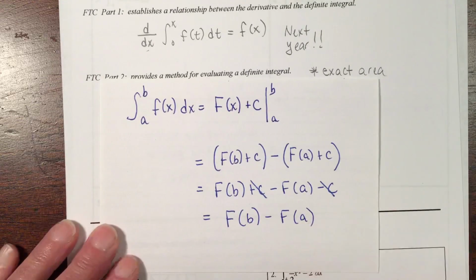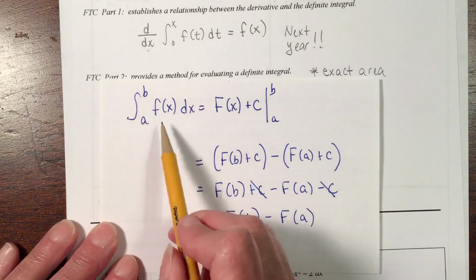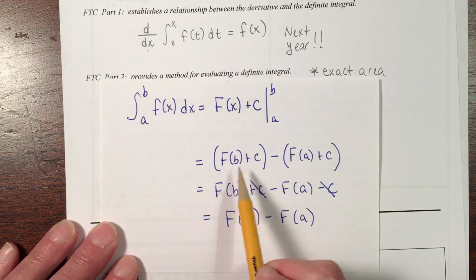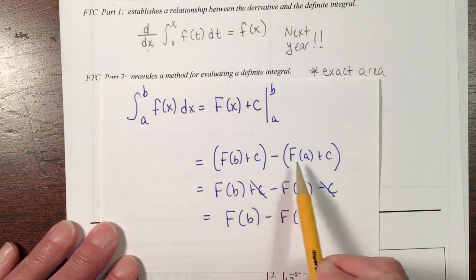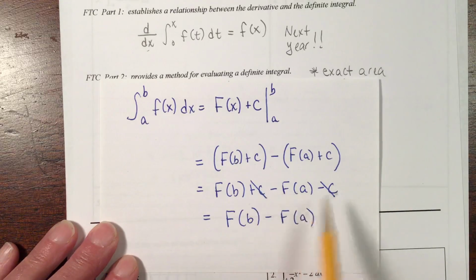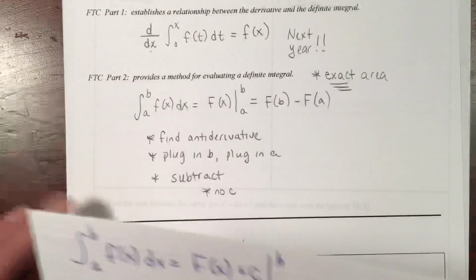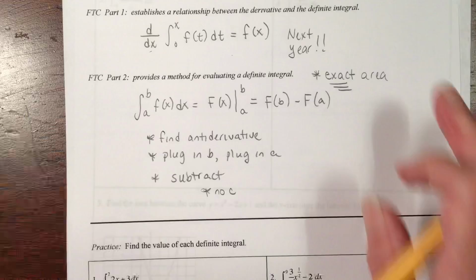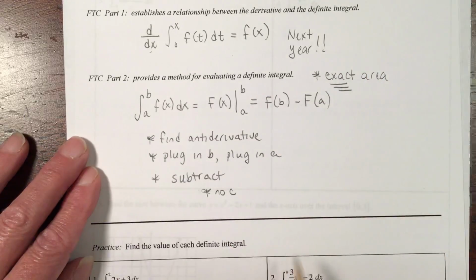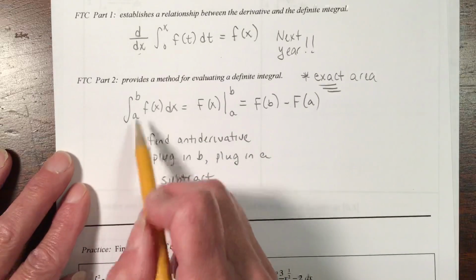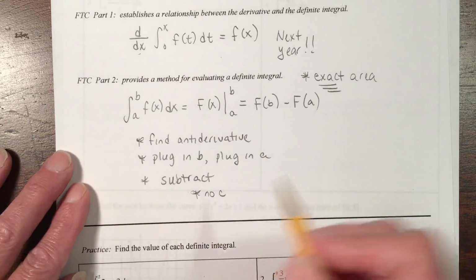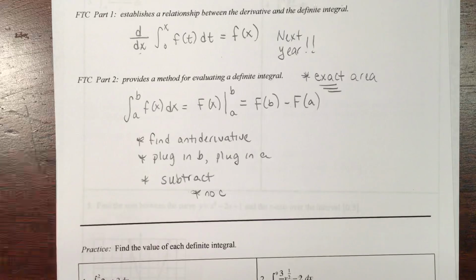So why don't we have to worry about the c? Well, think about it. If you take the antiderivative and then you do what we say, if you plug in b, you'd have f of b plus c minus f of a plus c. When you distribute through, your c's are just going to cancel out, okay? So when we're finding just an antiderivative or an indefinite integral, we have to remember to add the c. But when we're evaluating a definite integral, we don't worry about the c.